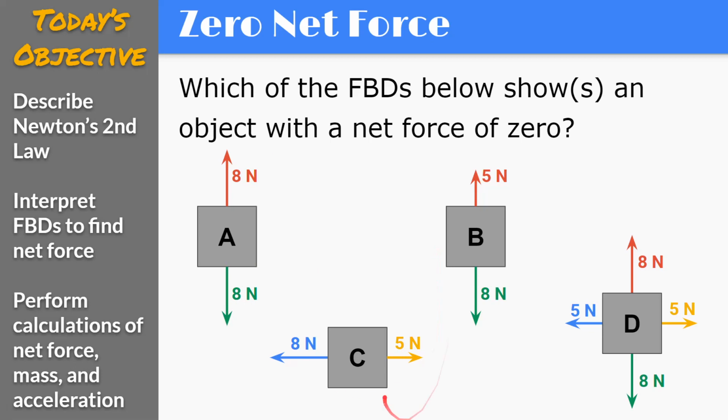B and C, on the other hand, would have net force and thus would accelerate, whereas A and D would have either constant velocity or 0 velocity. I don't know which, based on that diagram alone. But again, you should be able to look at a free body diagram and determine the net force, or determine whether it would accelerate or not.